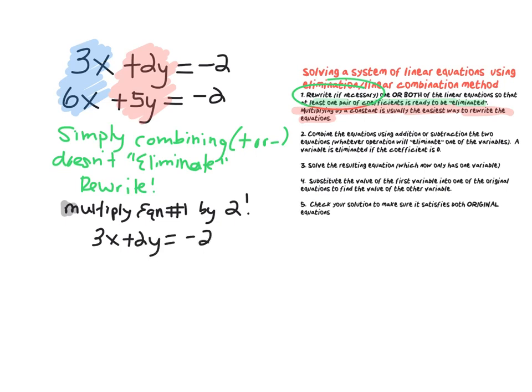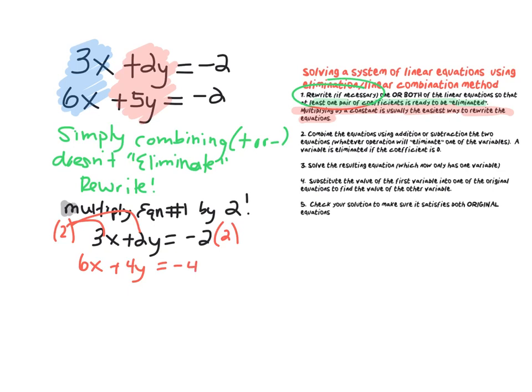So what I'm going to do is multiply everything by 2. So everything on every side. So 2 times 3x turns into a 6x. 2 times 2y turns into a 4y. And on the right side, 2 times negative 2 turns into a negative 4. Now, why did I want to do that?